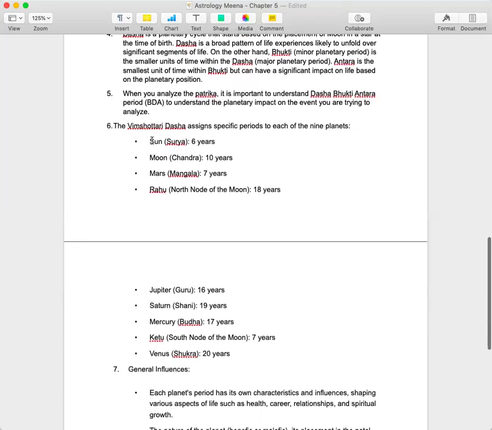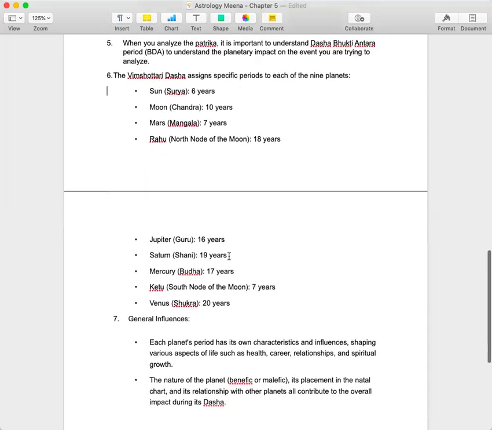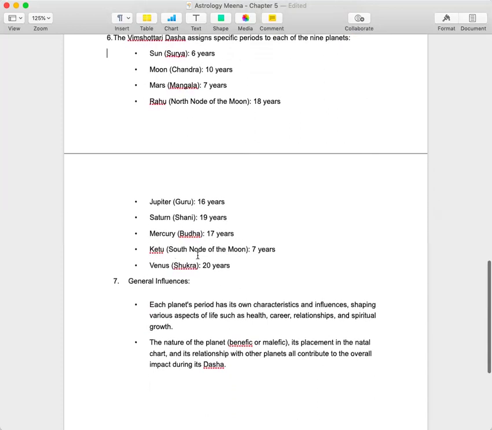So Surya Dasha goes for 6 years, Moon Dasha goes for 10 years, Mars or Mangal goes for 7 years, Rahu 18 years, Jupiter 16 years, Shani 19 years, Mercury 17 years, Ketu, the south node of the Moon, 7 years, and Venus or Shukra is 20 years. So the longest is Venus, 20 years. Depending upon which Dasha, Bhukti, and Antara, and again for Bhukti and Antara the same 9 Navagrahas are used.